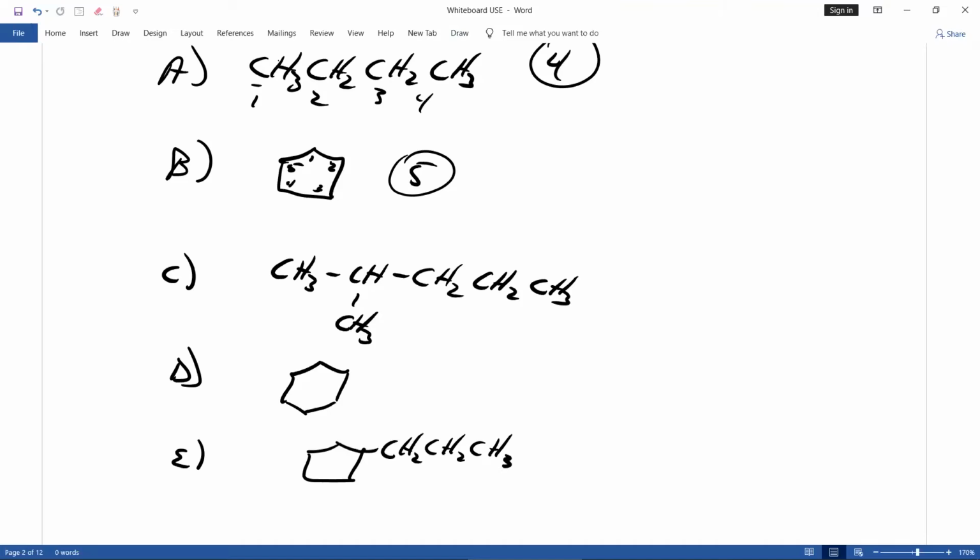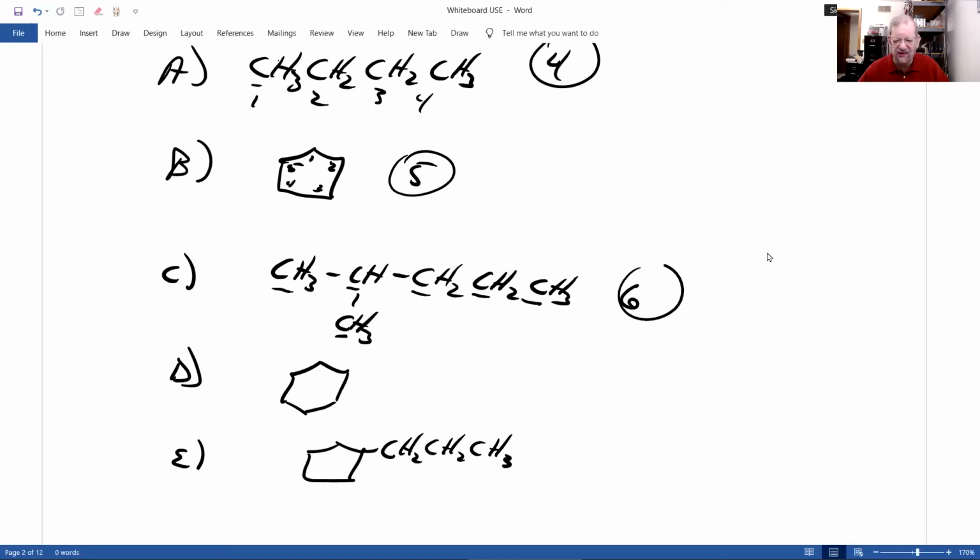All right, let's get going because it's just about break time. And the question is, how many carbon atoms are in the following? And what you do is count carbon C's. 1, 2, 3, 4, 5, and this is 6. So the answer here is 6.